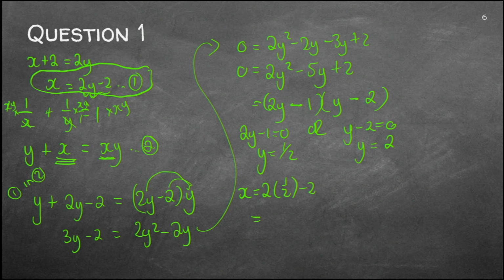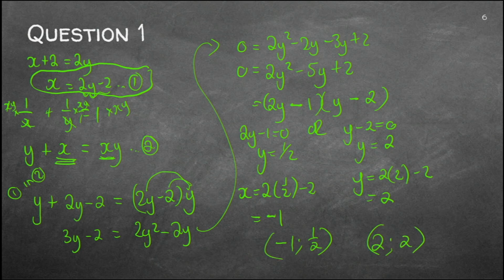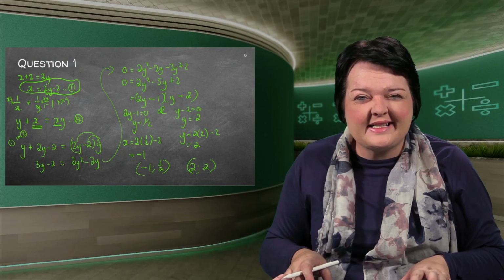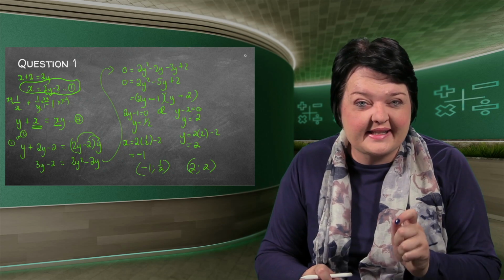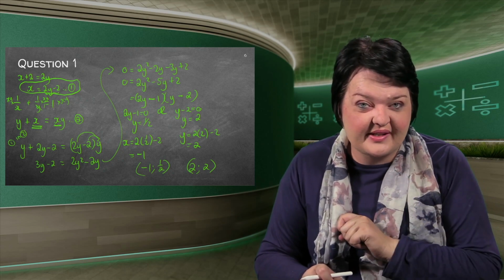And that would give you a negative 1. Y is equal to 2 times 2 minus 2. That would give you a 2. So the two coordinates are (negative 1 and a half, 2) and (2, 2). So please remember, ideally, give your final answer in coordinate format so they clearly can see the exact final answer.